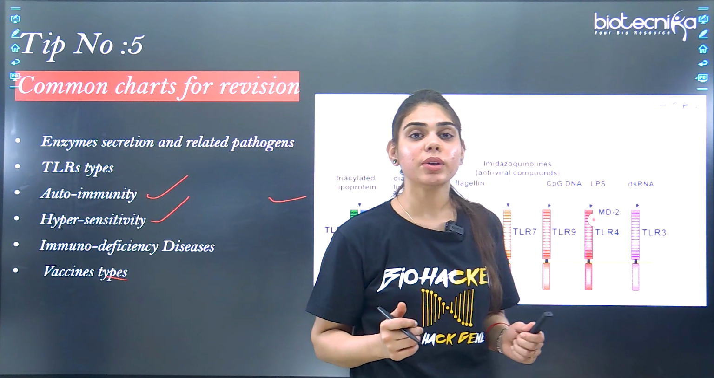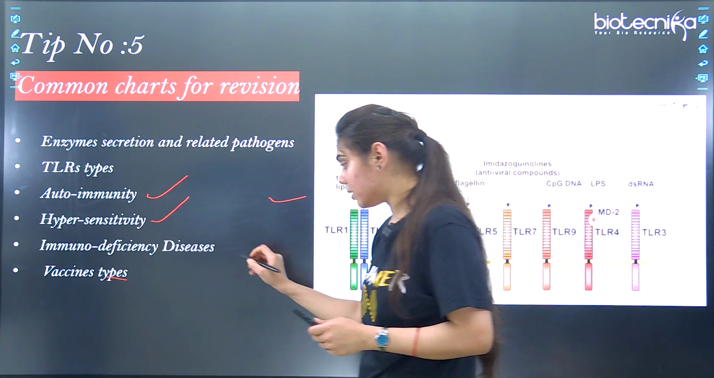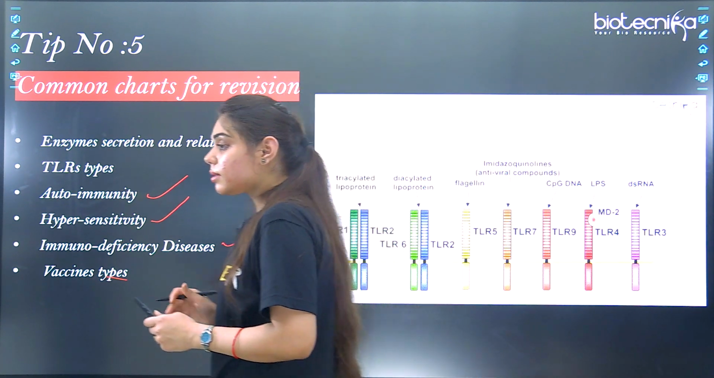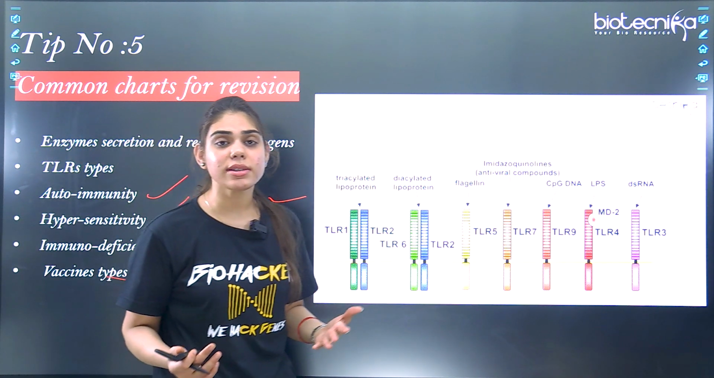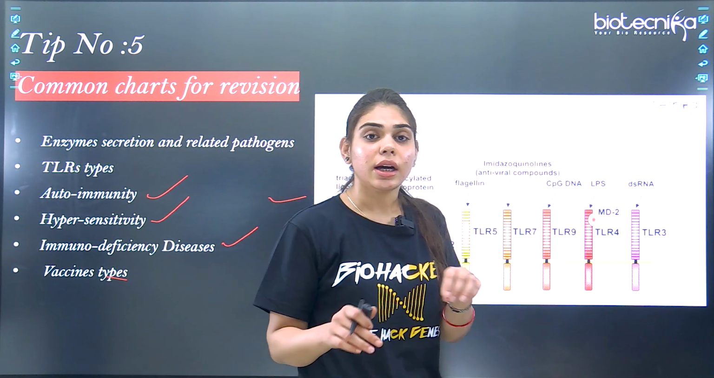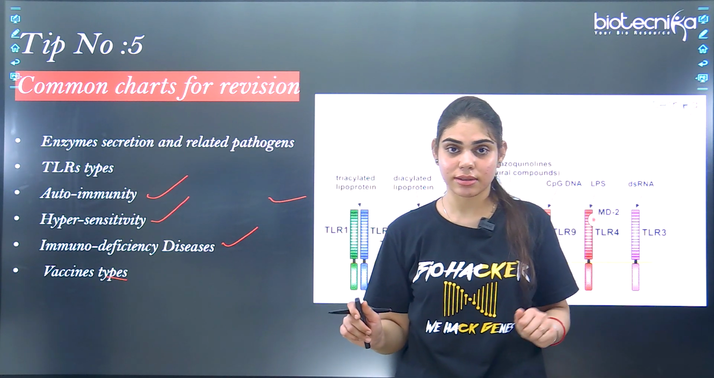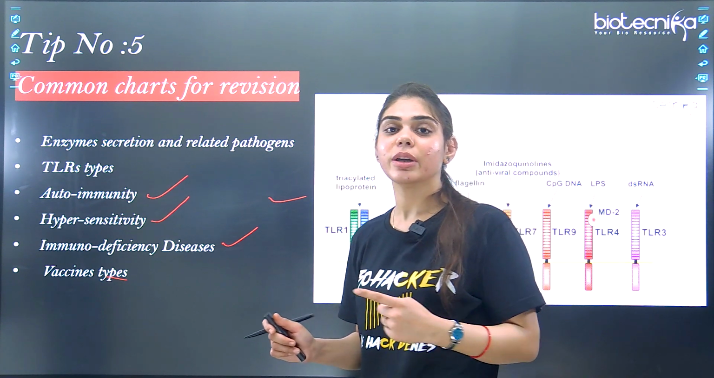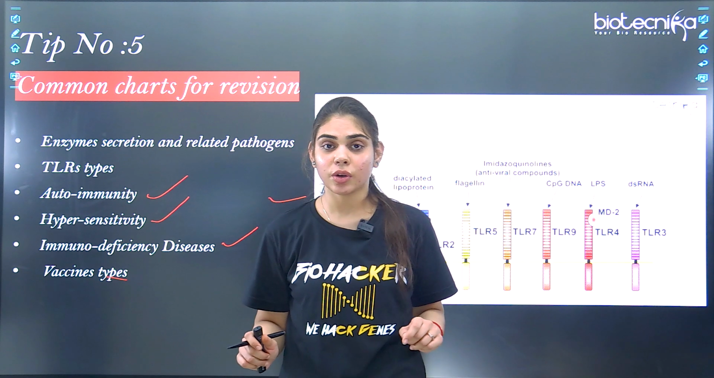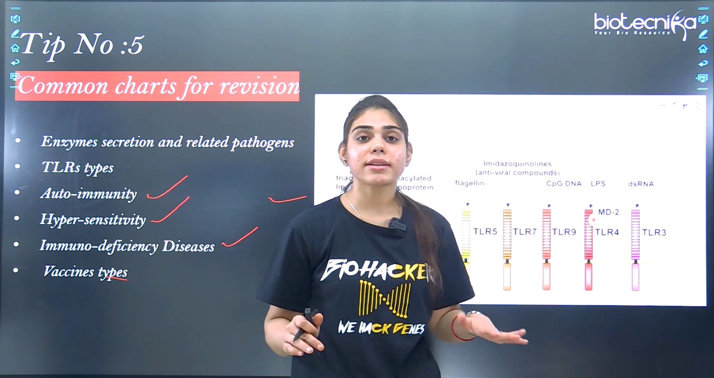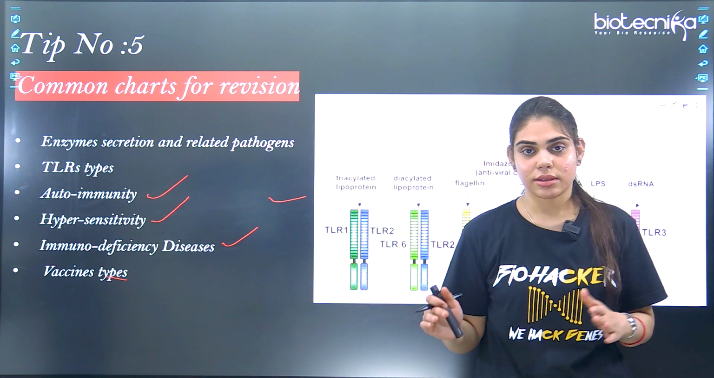Now, what are immune deficiency diseases? There are many different types of immune deficiency diseases in the body. So you can just learn examples of immune deficiency diseases and which cells are completely lacking in them. The major example is SCID, severe combined immunodeficiency disease, where B and T lymphocytes are lacking together. So you can do this study also.